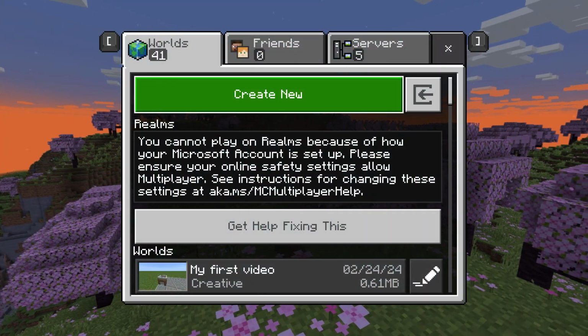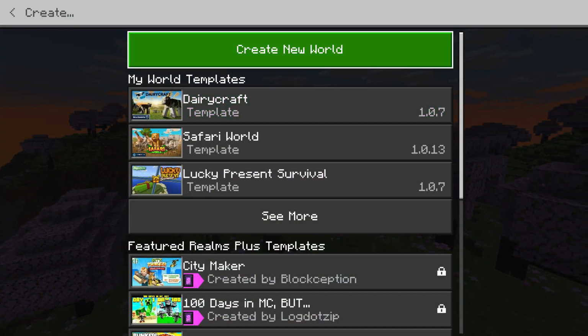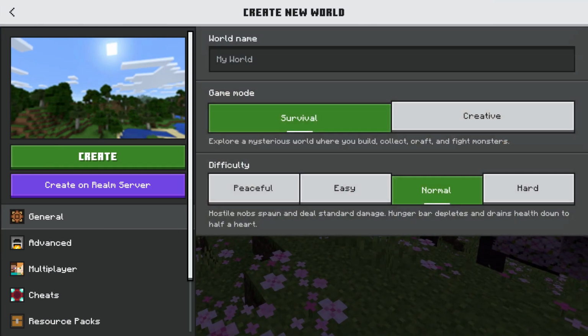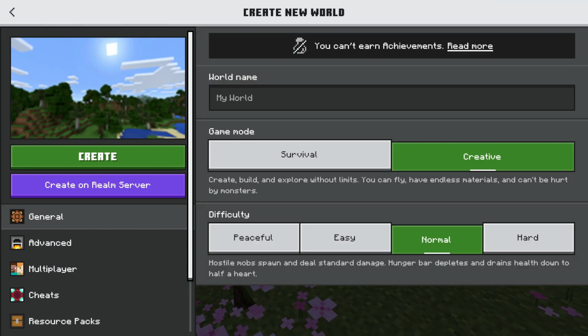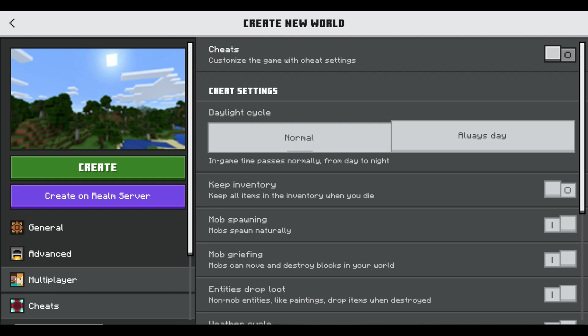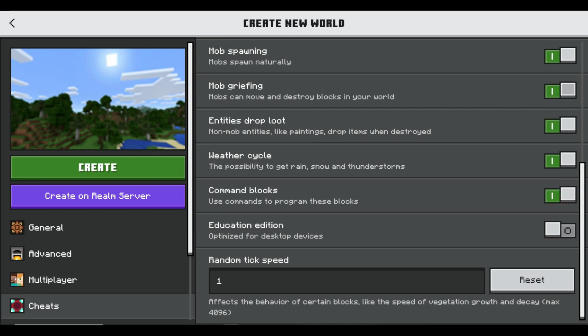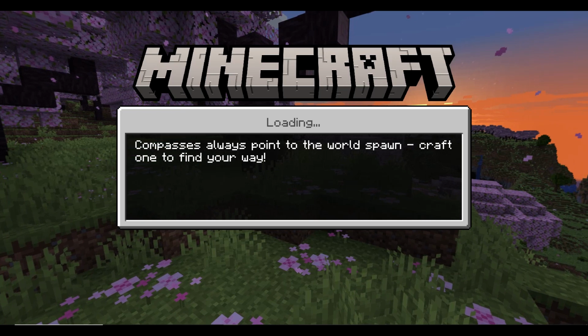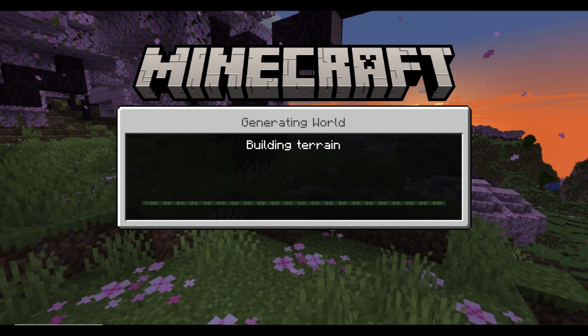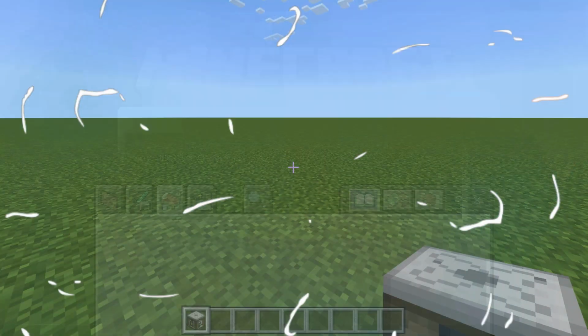We're gonna want to go over to Create New World. You do all of your normal settings, and then you're going to want to go over to cheats, enable cheats, scroll down, and enable the Education Edition. And now I will show you how to use Education Edition on Bedrock.